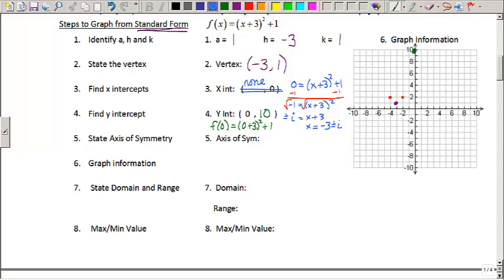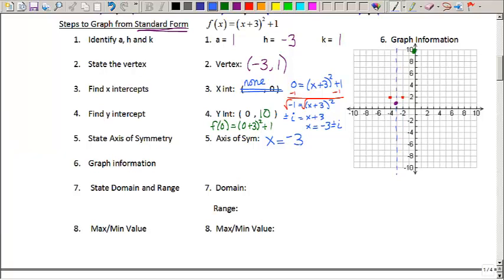Next, I'm looking for the axis of symmetry. Well, you have a symmetry line in each quadratic equation, and the symmetry line is a vertical line that passes through your vertex. The vertical line is always written x equals some number, and x equals, in this case, -3. So I have an axis of symmetry here.